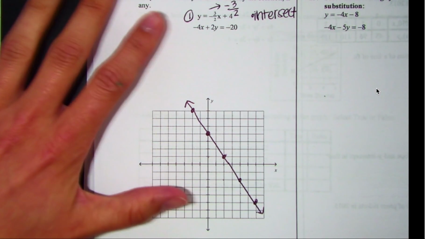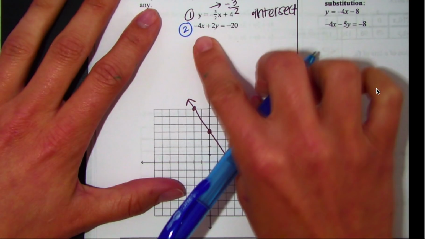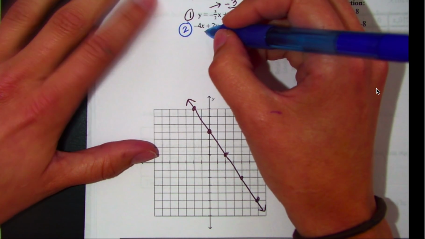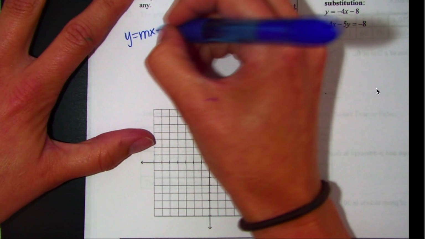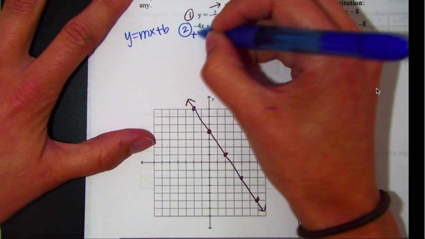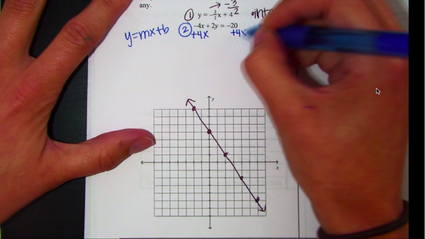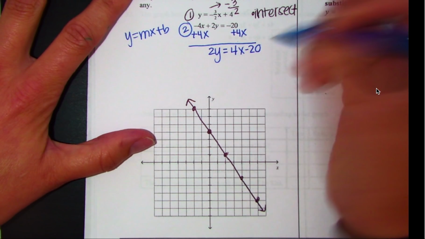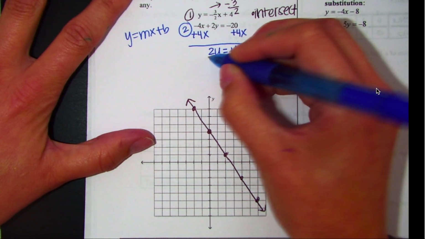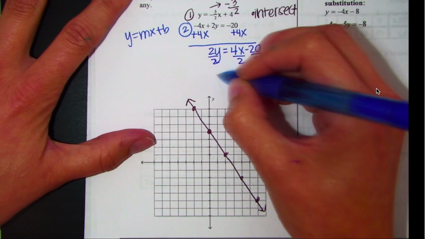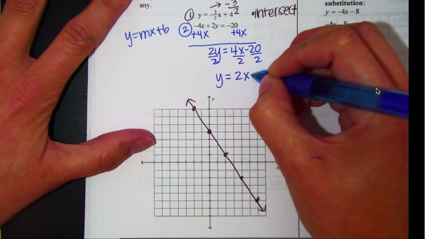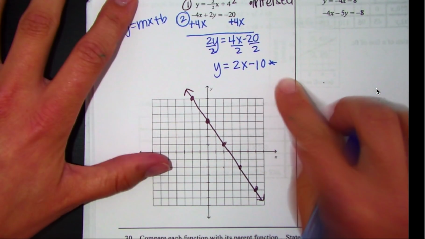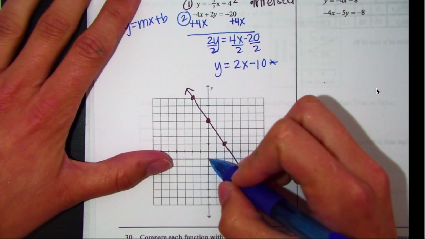Okay, the second equation is not necessarily ready to be graphed. So I'm going to put this in slope-intercept form, y equals mx plus b. I'm going to get y by itself by moving over this x, by adding 4x. 2y is equal to 4x minus 20. Then my last step to get y by itself is to divide everything by 2. And I get y equals 2x minus 10. So I'm going to go ahead and graph that on my graph. I'm going to start down 10.